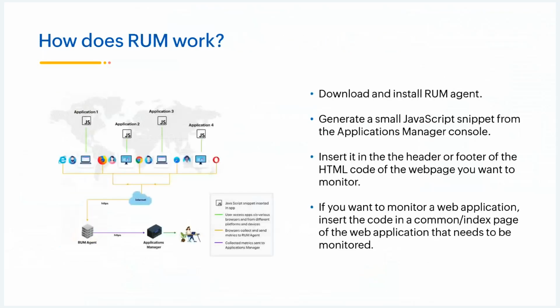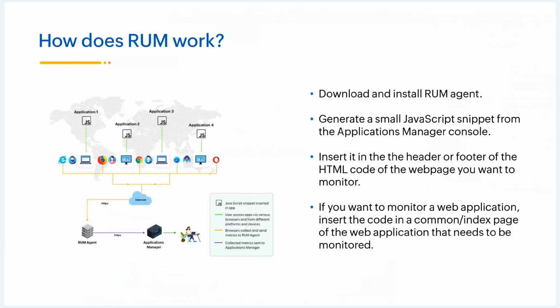So how exactly does RUM work in Applications Manager? To facilitate data collection and reporting, you will need to download and install our Real User Monitoring Agent, or RUM agent. The RUM agent is deployed on the server where the web application is hosted. Following that, you need to insert a small JavaScript snippet generated by Applications Manager on the header or footer part of the HTML code of the website that you want to track.